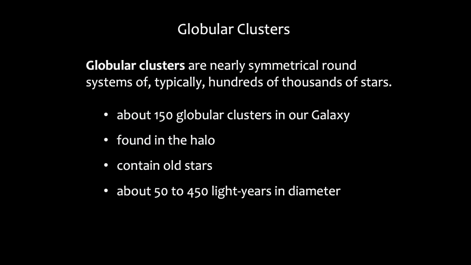Globular clusters are nearly symmetrically round systems of typically hundreds to thousands of stars. There are about 150 globular clusters left in our galaxy. They are found in the halo, and they contain very old stars. Some clusters are as old as the galaxy itself. And they go from big to small, from 50 to 400 light years in diameter.